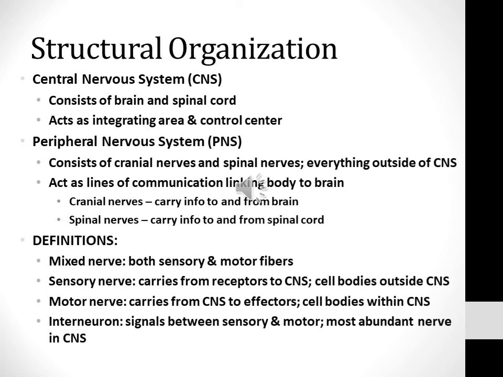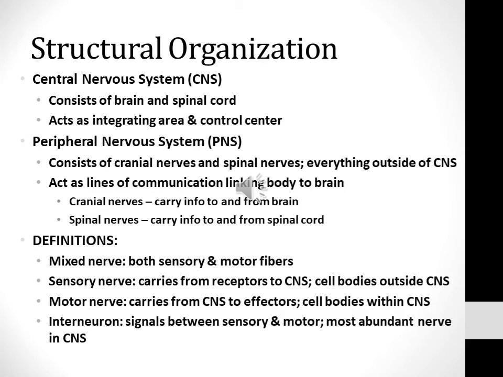The peripheral nervous system are your cranial and spinal nerves, essentially everything outside of your central nervous system. We're talking about nerves, so bundles of axons from the brain and spinal cord, and ganglia, which is a collection of neuron cell bodies. These are like your communication lines linking the body to the central nervous system. You have cranial and spinal nerves. We have our spinal nerves, which are impulses to and from the spinal cord. And you have cranial nerves, which are information or impulses to and from the brain.